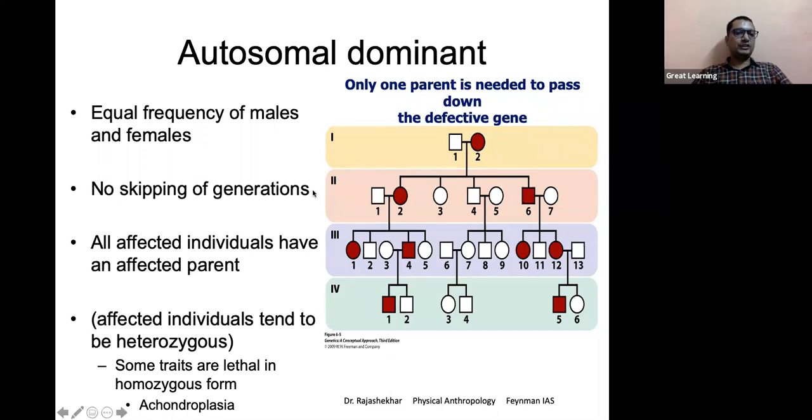So what does it mean? No skipping generations and all affected individuals having an affected parent is indicating that the presence of even one mutant version is enough to cause a problem. So it must be a dominant form of the character and no gender-based link here. So it must be an autosomal character. So from these numbers, all affected individuals having the affected parent and equal frequency in males and females, it is an autosomal dominant form. So by looking at this, if you get enough information like this, you can identify that this is an autosomal dominant disease.